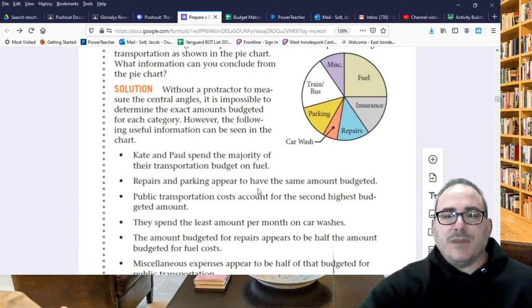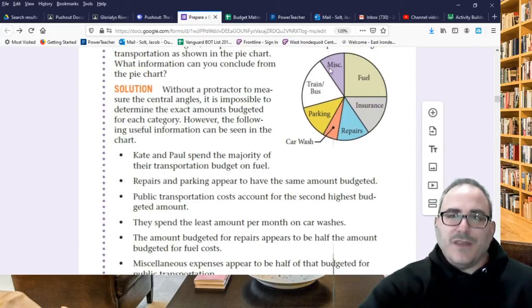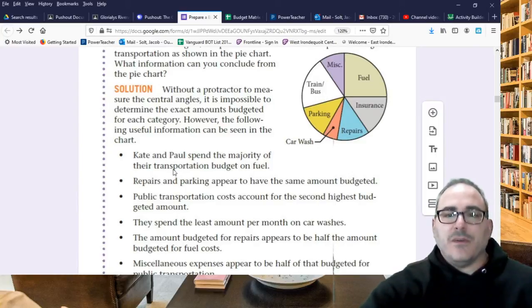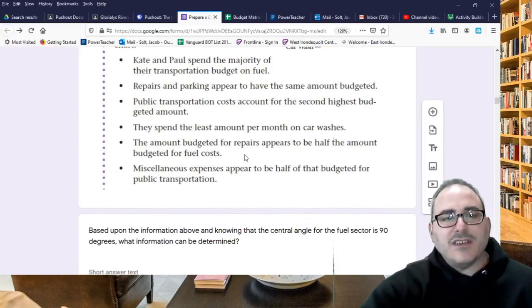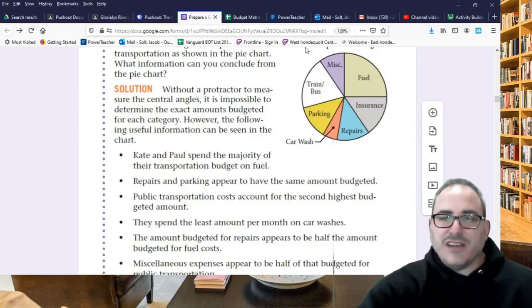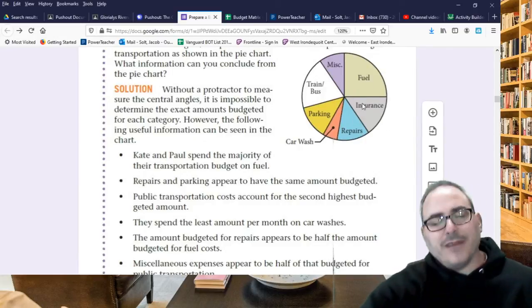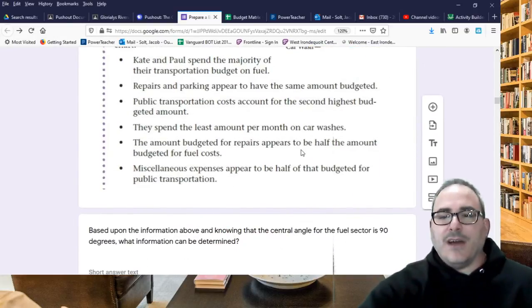And miscellaneous appears to be about half of that budgeted for public transportation. So let's see, miscellaneous. Do you think you could fit 2 miscellaneouses in train and bus? Yeah, I think you could. So all that's true. Even without percentages, which I prefer to have, we can kind of figure a lot out.